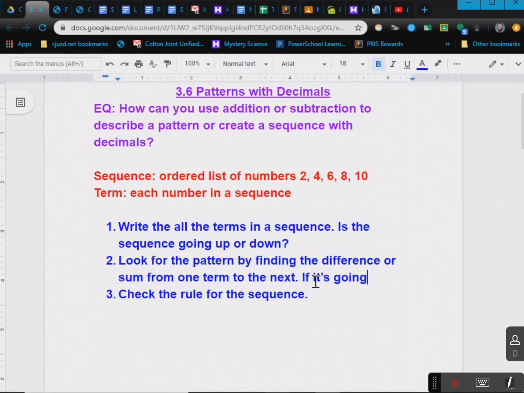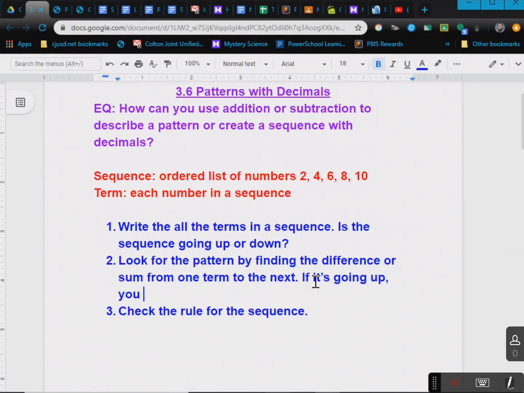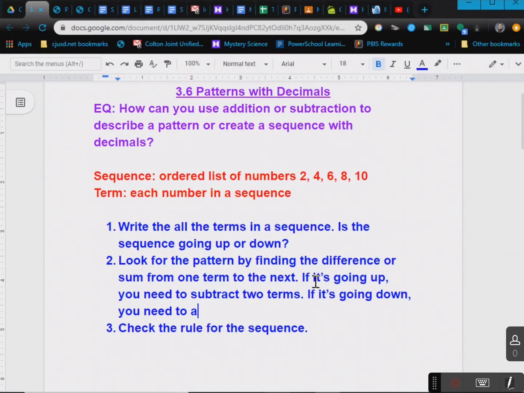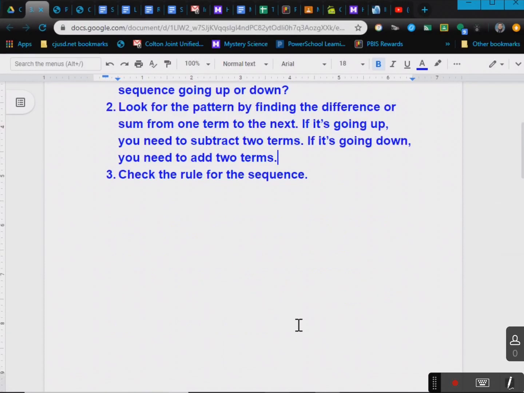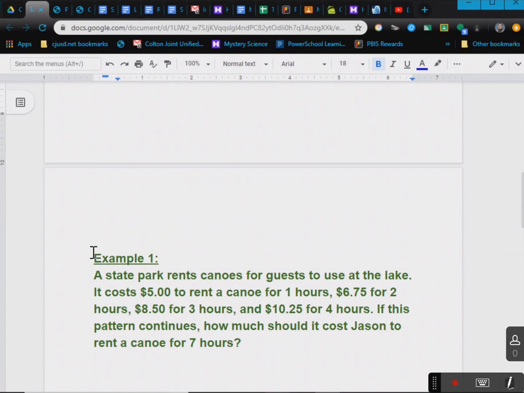If it's going up, you need to subtract 2 terms. If it's going down, you need to add 2 terms. And that's going to tell you what the pattern is. And I'll show you that in the next example. And then you want to check to make sure that that rule applies for the entire sequence. Alright, so let's go with the first example.